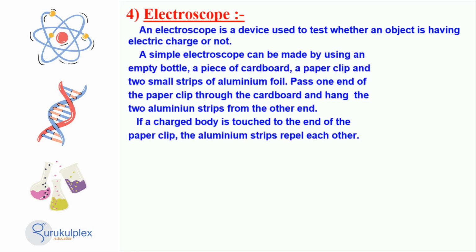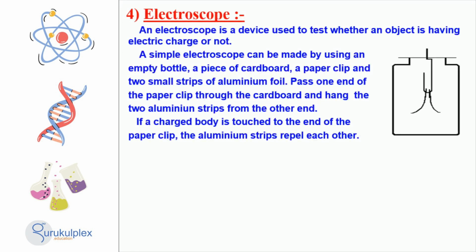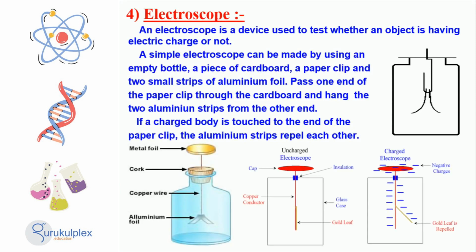Exploring the principle of an electroscope, a device used to detect the presence of an electric charge, is the focus of this slide. It works on the basis of the repelling force of like charges. All that is needed to create a simple electroscope is an empty bottle, a piece of cardboard, a paperclip and two small strips of aluminium foil.